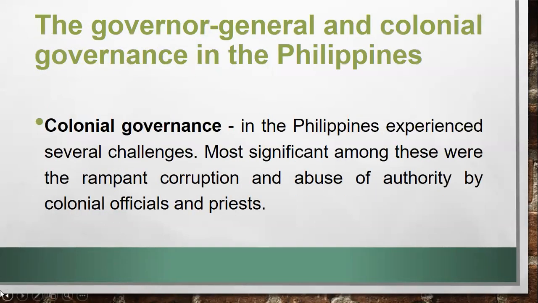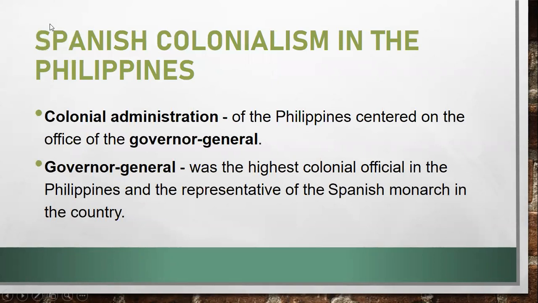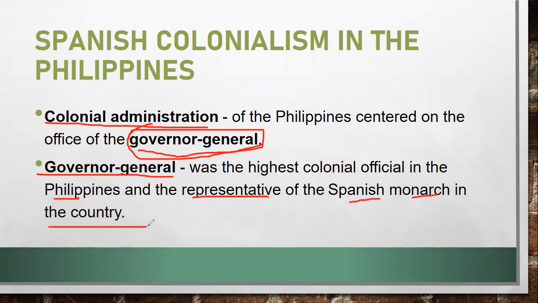So, now let's talk about Spanish colonialism in the Philippines. So because mas daghan ang mga Spanish and then gamay la ang mga Filipino na they are able to fight back in a war. So here comes now na na-colonize ta sa mga Spaniards. So Spanish colonialism in the Philippines. Colonial administration of the Philippines centered on the office of the Governor General. So, meaning in the colonial administration, ang nagadala or kumbaga he is the highest leader. They are called the Governor General. So, who is the Governor General? He was the highest colonial official in the Philippines and the representative of the Spanish monarch in the country. So, siya ang representative of the Spanish monarch in the country.